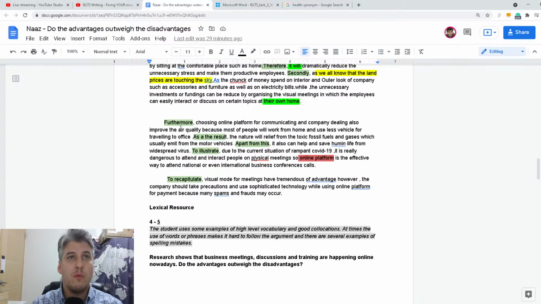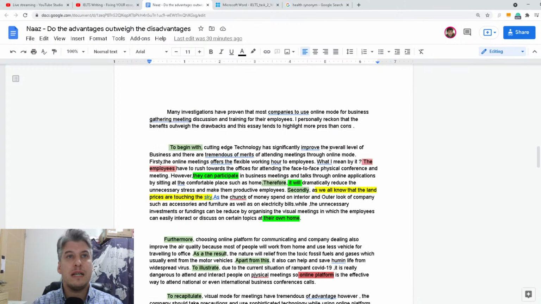Here we've got some good examples of connectives all through, and then I've highlighted this, so let's read it. "It is really dangerous to attend and interact people on physical meetings, so online platform is the effective way to attend national or international business conference calls." So it's just a little bit unclear for me. I highlighted that in red because it doesn't really explain exactly what you're trying to say. Maybe "online platforms are an effective way of reducing this," perhaps. It just wasn't very clear.